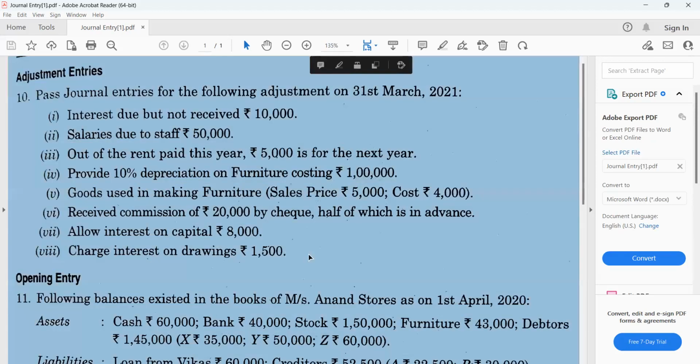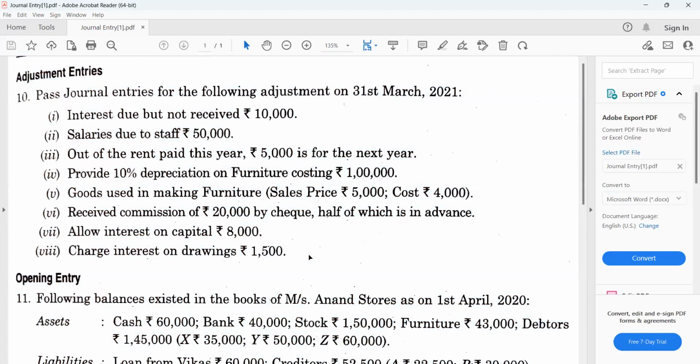Solve this question. Okay, sir. Either you can write it in your copy, register or notebook, or you can tell me verbally what will be the journal entry for these transactions. I will write it and give you. Okay, so please try to solve this question. Okay, sir.